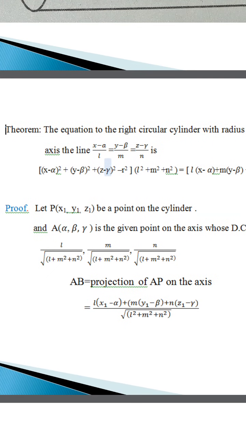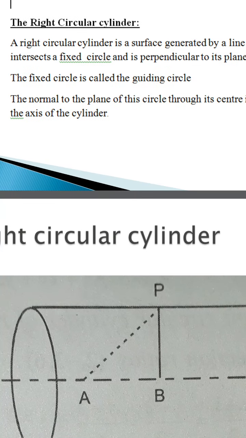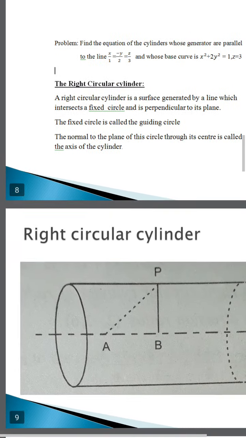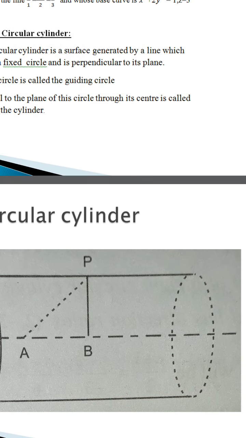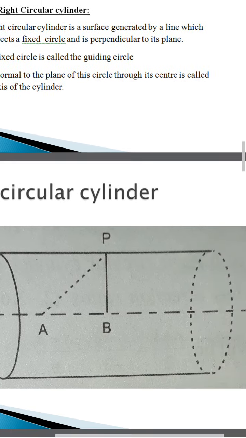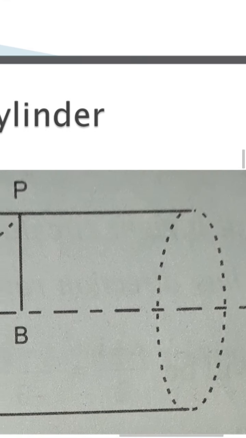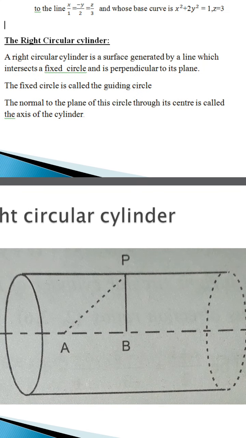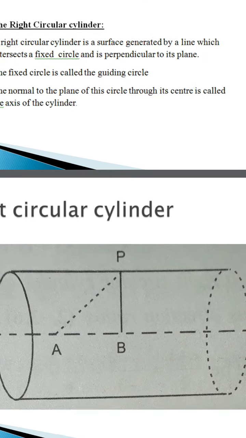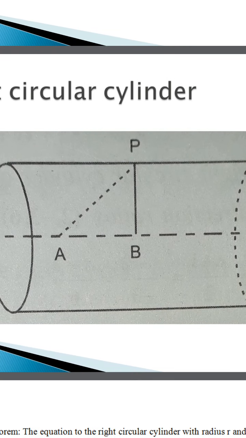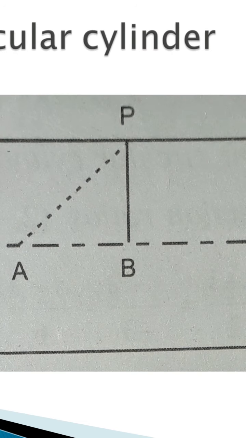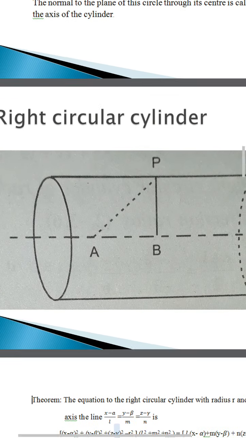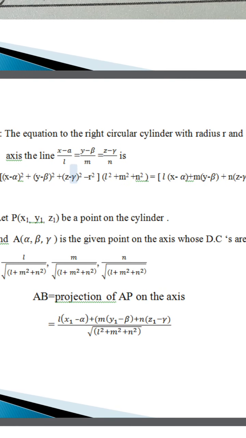Now see once again. So what is a right circular cylinder here? A right circular cylinder is a surface generated by a line which intersects a fixed circle and is perpendicular to its plane. Here the fixed circle is called the guiding circle, and the normal to the plane of the circle through its center is called the axis of the cylinder, and the fixed distance is called the radius of the cylinder. Now the equation to the right circular cylinder with radius r and the axis of the line is this one.